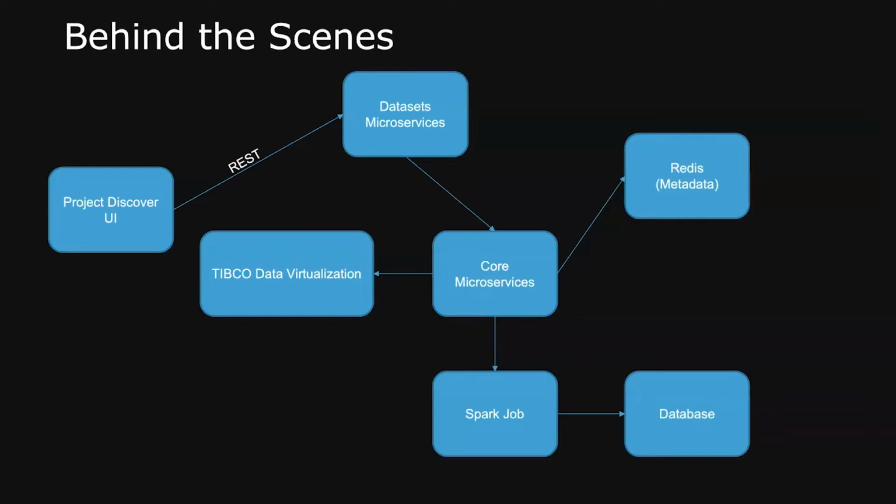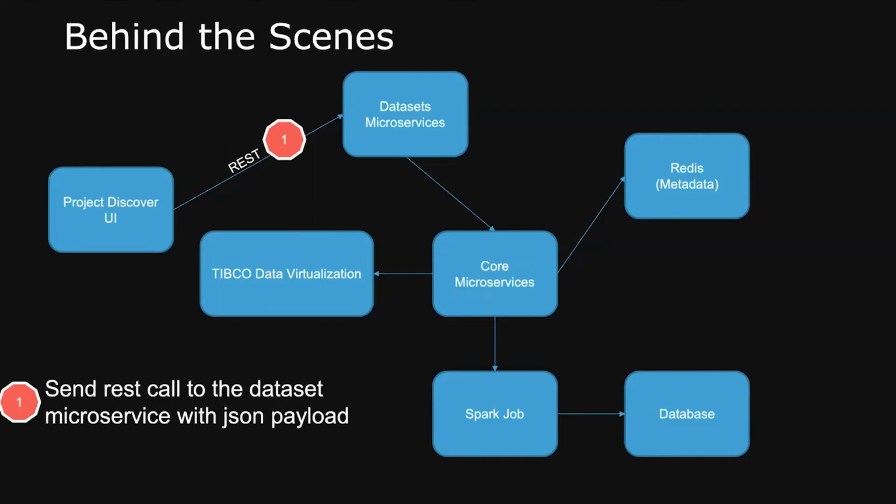For the dataset itself, the first part we need to manage when it comes to process mining is the data. And we introduce a notion of data sets that I will demonstrate in a couple of minutes. But just before we go into the demonstration itself, let me talk about how it works behind the scenes. So we have the Project Discover UI making a REST call to a dataset microservice running on our side. We receive a JSON payload, which is basically where your file is located, and a number of settings.